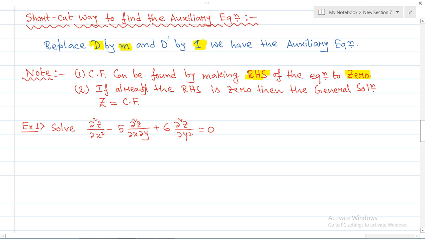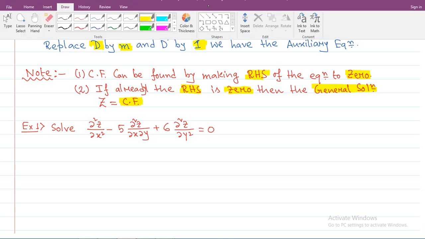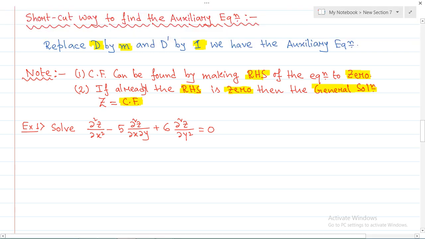the complementary function. The second thing is that if the right hand side is already 0, then what will be your general solution? Then the general solution will contain only the complementary function. There will be no particular integral at all, if there is no non-zero term present on the right hand side, no single function of x, y present on the right side. So now let us try to implement this idea to find the solution of such types of equations.